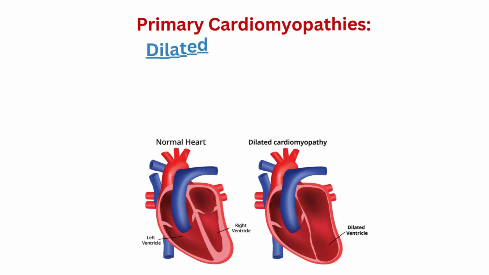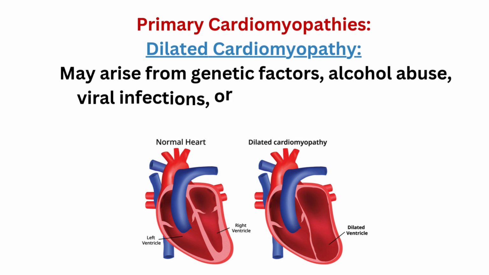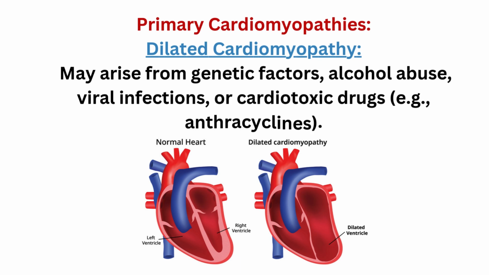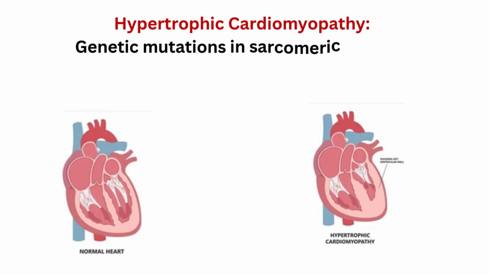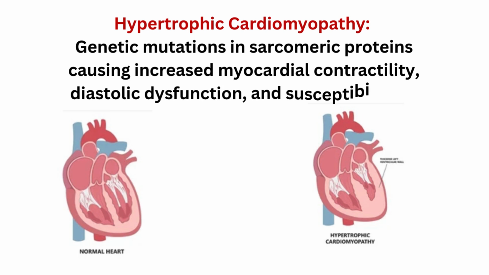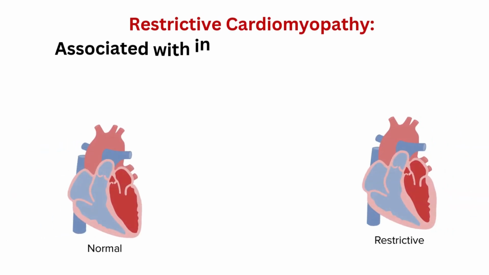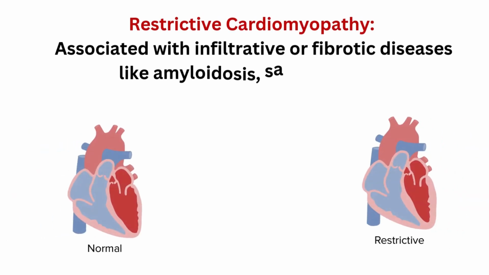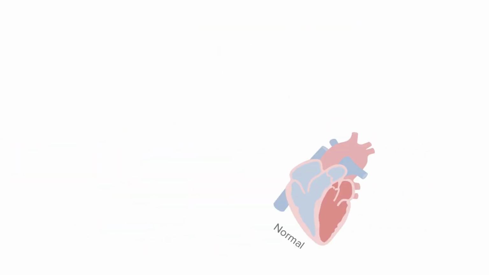Primary cardiomyopathies. Dilated cardiomyopathy may arise from genetic factors, alcohol abuse, viral infections, or cardiotoxic drugs, e.g. anthracyclines. Hypertrophic cardiomyopathy. Genetic mutations in sarcomeric proteins causing increased myocardial contractility, diastolic dysfunction, and susceptibility to arrhythmias. Restrictive cardiomyopathy. Associated with infiltrative or fibrotic diseases like amyloidosis, sarcoidosis, or hemochromatosis.